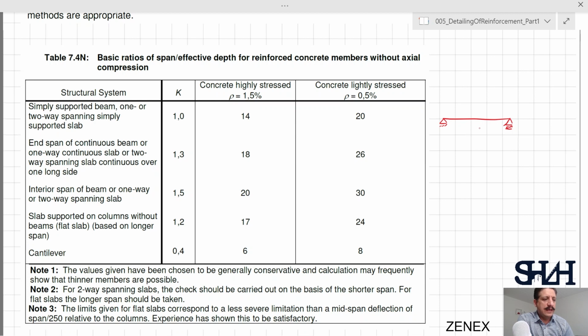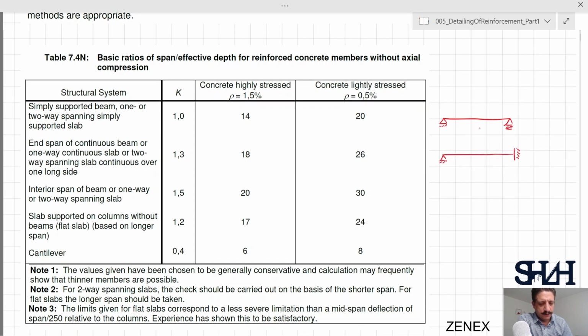The next one is the end span of continuous beams or one-way continuous slab or two-way spanning slab continuous over one long side. So it's referring to elements that at one side have zero bending moment and at the other side have non-zero bending moment. The ideal case for this condition is this type of beam.